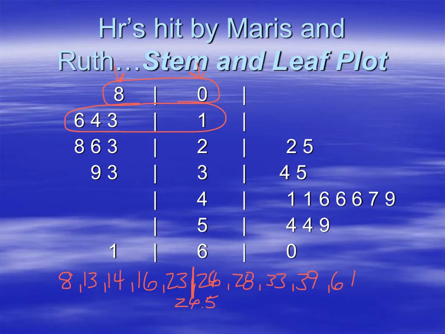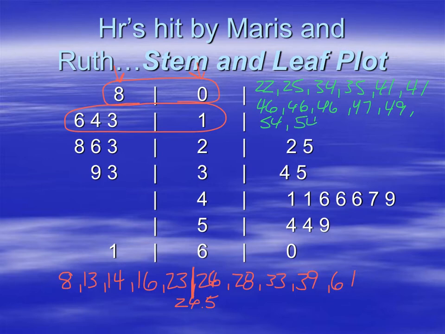Okay, and on the Ruth side, he's had seasons of 22, 25, 34, 35, 41, 41, 46, he did 3 times, 47, 49, 54, 54, and 59 and 60. So you can see this is a good way of showing a lot of data in an organized fashion. It's called a stem and a leaf plot.